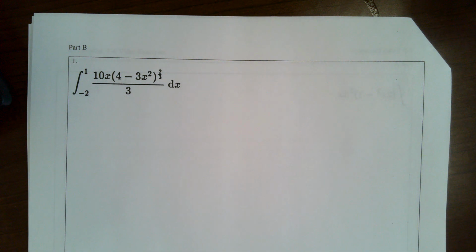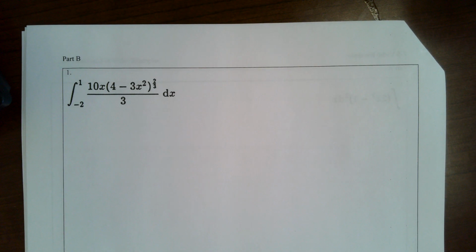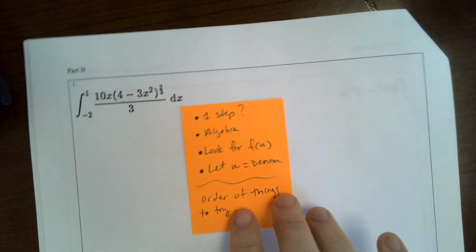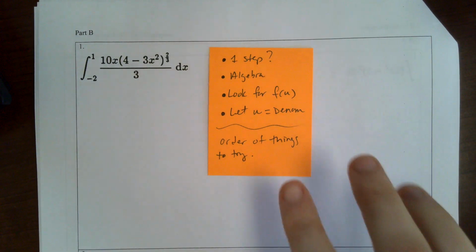Okay, so this is F-5 Part B. And okay, so what we're about to learn is something called U substitution. And U substitution, well, we already actually used that for derivatives, but you could also use it for antiderivatives or integrals. So basically, guys, when you're evaluating an integral, this is a nice order of things to try.